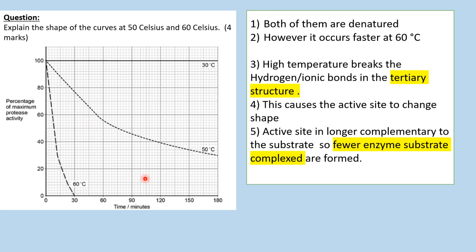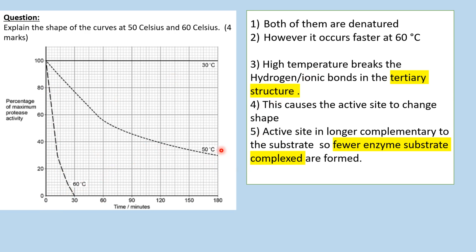Both of them are denatured. As you can see, they're going down, they both are denatured. However, it occurs faster at 60. And the reason is, as you can see, at 60 it is steeper, so therefore it is faster, throughout, initially and towards the end as well. Generally it is much steeper than 50. So if you're very confident to say it's throughout, it's faster.